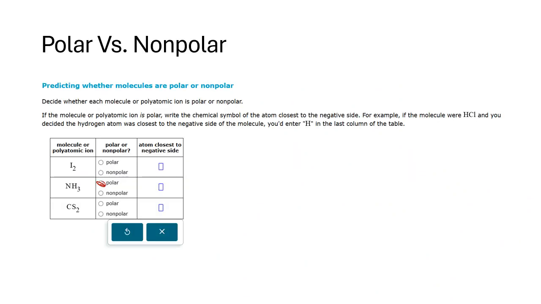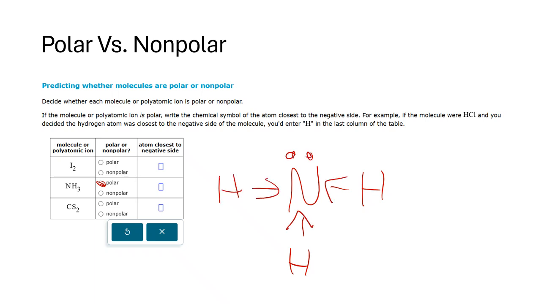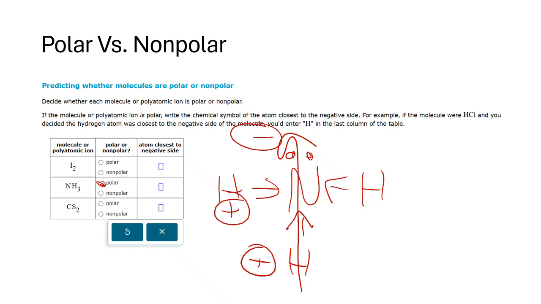Same thing here with this NH3. If we were to draw the Lewis structures, nitrogen has a higher electronegativity than hydrogen. So the electrons would be pulled towards the nitrogen, because again, electrons are negative, and the opposite side would be positive. Therefore, the atom closest to the negative side will be the nitrogen.